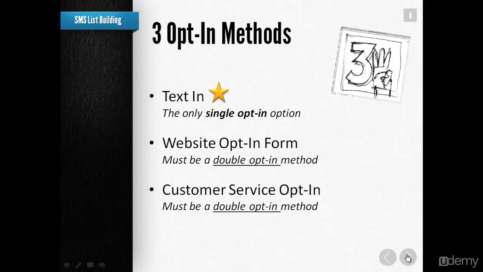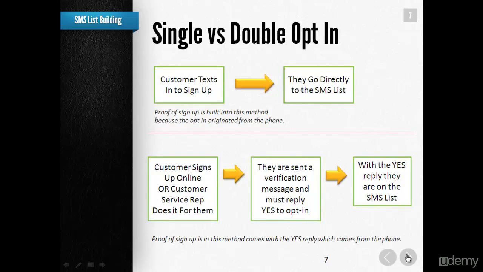But really clearly, that single opt-in part is really important. So here's what this looks like. On the single opt-in, customers text in to sign up, and then they are directly on the list. The proof of sign up is built into this method. Your text messaging company will be capturing this, and it will be the proof that they have signed up because the opt-in originated from the phone.